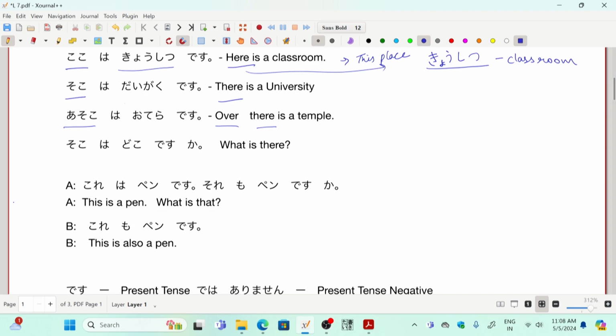Next, soko wa daigaku desu. There is a university. Soko is that place or there. Daigaku is university.